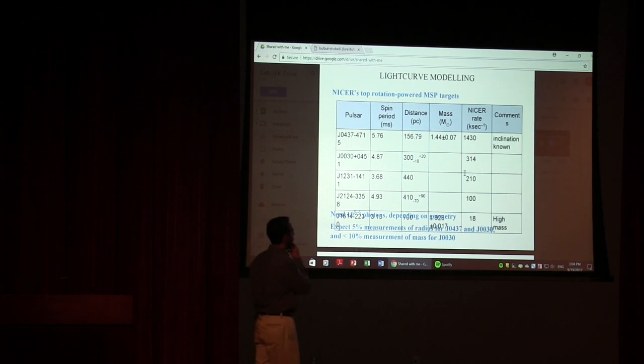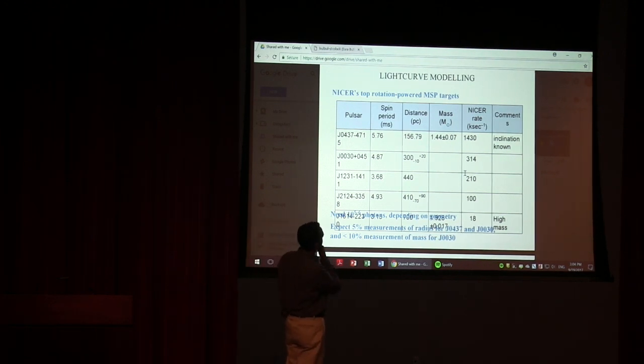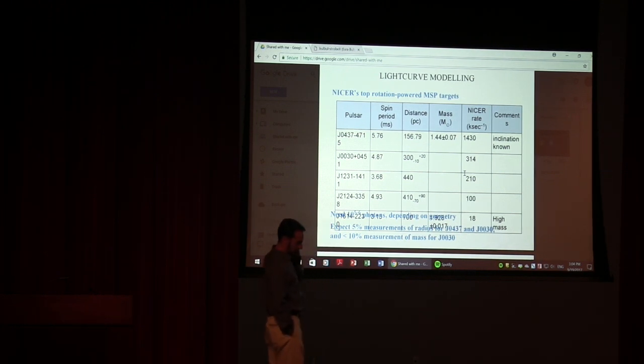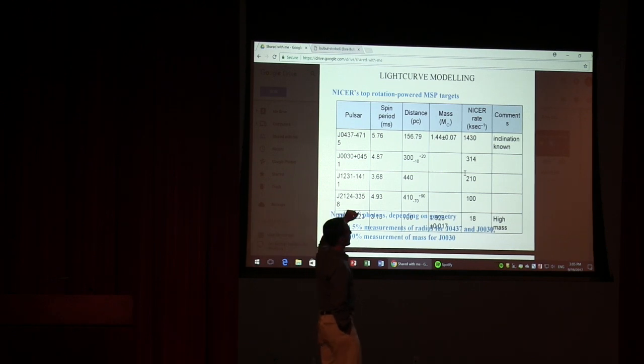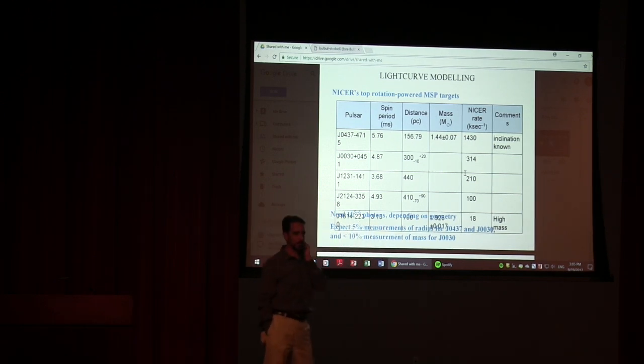I'm showing, sorry about the overlapping text and stuff, this table. This table shows NICER's top 5 light curve modeling targets. J0437 is our poster child. It comes in at just over 1 count per second, and its geometry is very well known. I'll explain why that's important on the next slide.